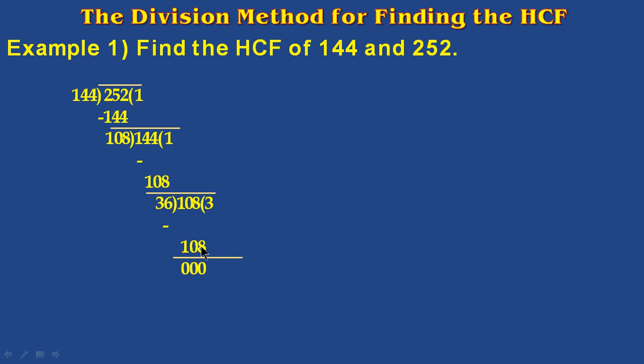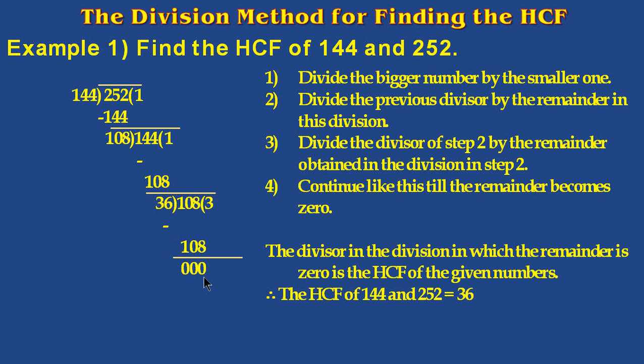We will continue this division until we get the remainder as 0. The divisor in the division in which the remainder is 0 now. What you see is the HCF of the given numbers 144 and 252 is 36, because 36 gives the remainder 0.